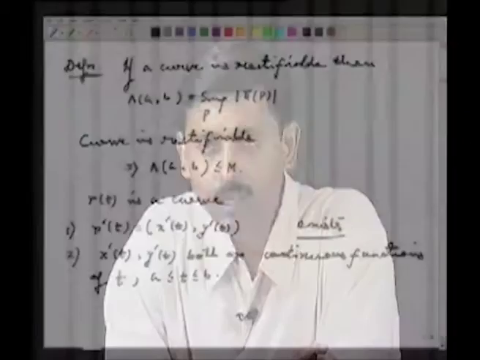So it is just a curve such that its component functions are differentiable and they are continuous also on the space of parameter. Let's assume these two conditions. Under these conditions, I am going to show that the curve is rectifiable. Now for that, I have to build some machinery.